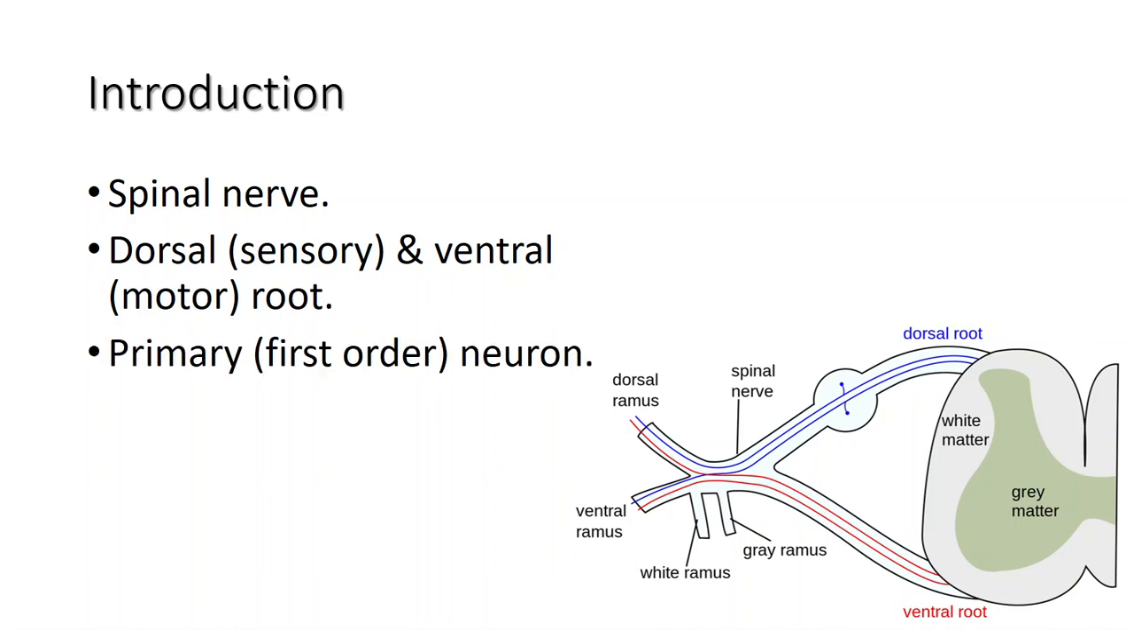The dorsal root ganglion contains the cell body of sensory neurons that are the first in a chain of three neurons that convey sensory information to the cortex via the thalamus. It is called the primary or the first order neuron.